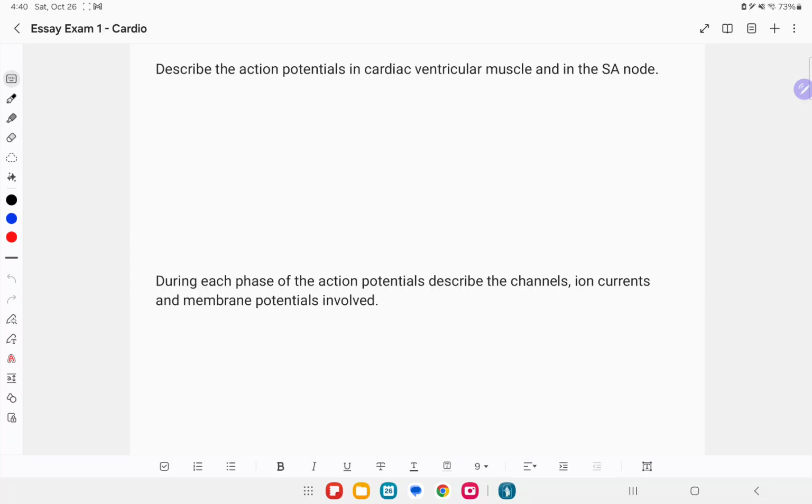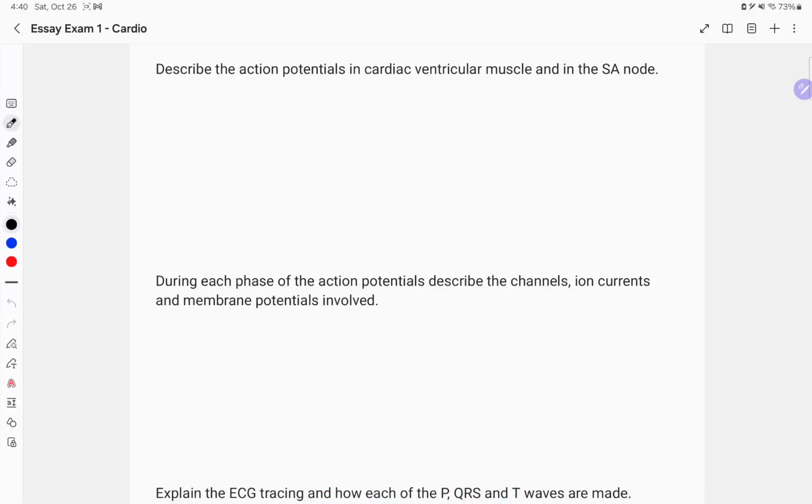Today we're talking about the heart and how the heart functions with its contractions, and we're looking more at a cellular level here. So, to begin, we're going to talk about action potentials and cardiac muscle. So, let's look at two different types of cells here.